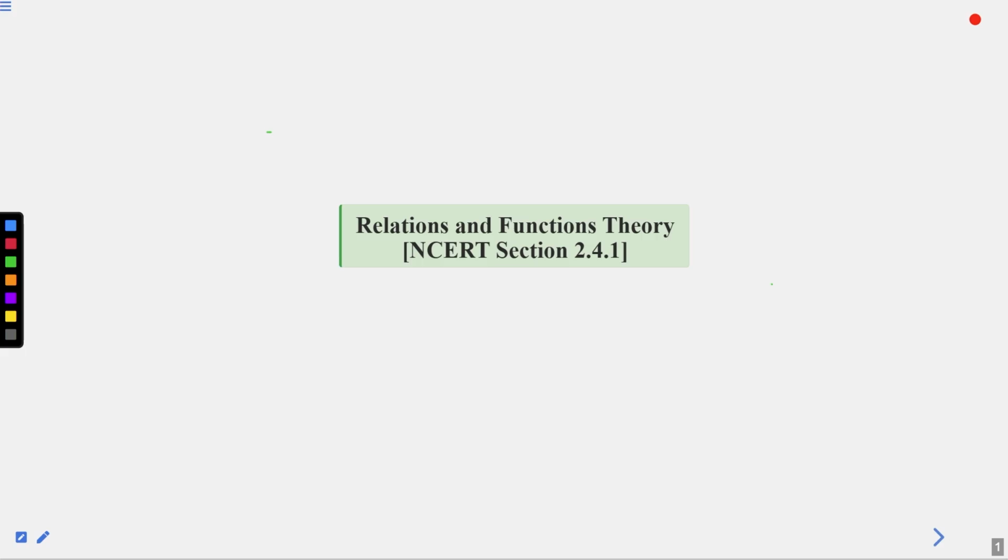So in today's session, we are going to focus on some functions. Okay. So mainly we are covering NCERT section 2.4.1.